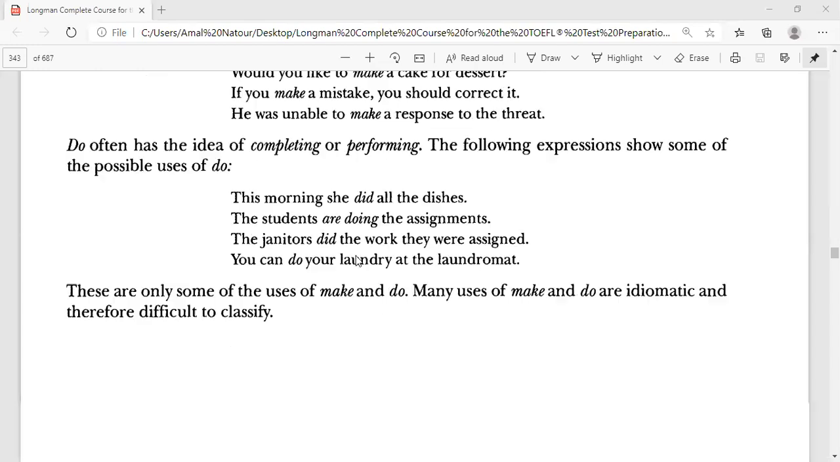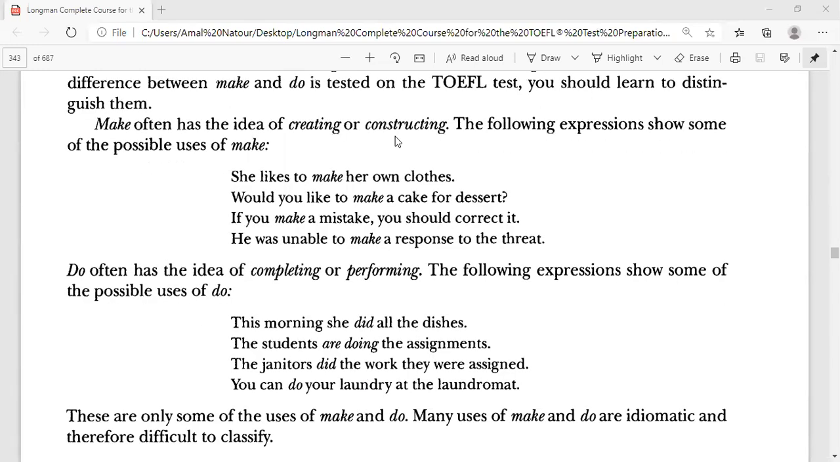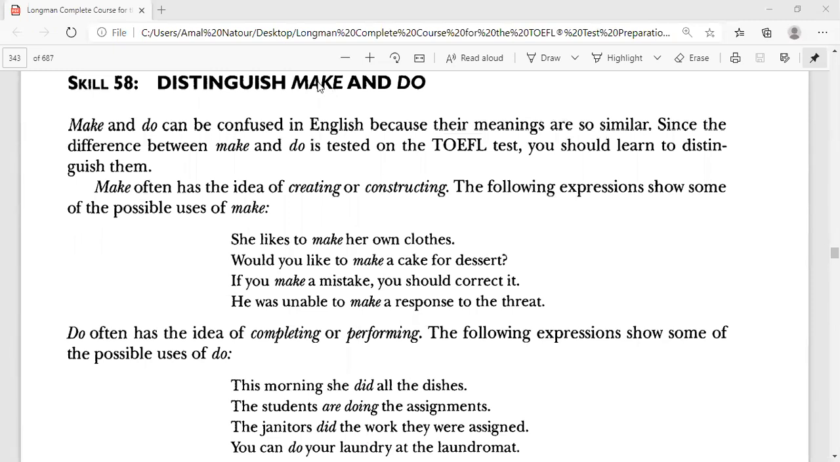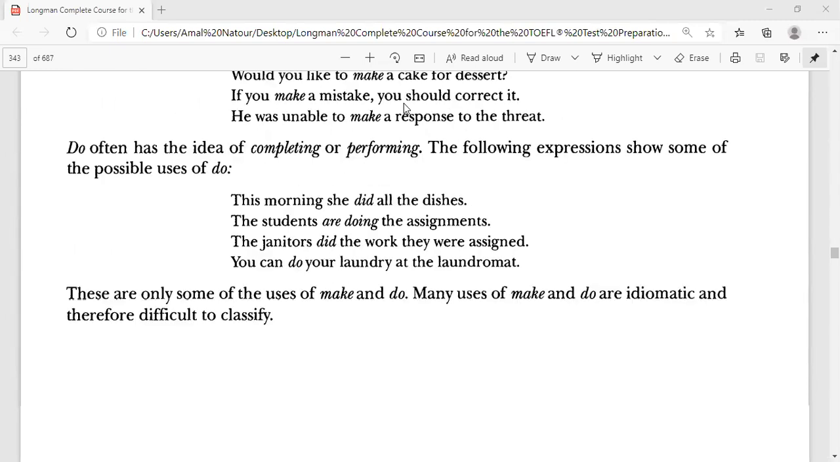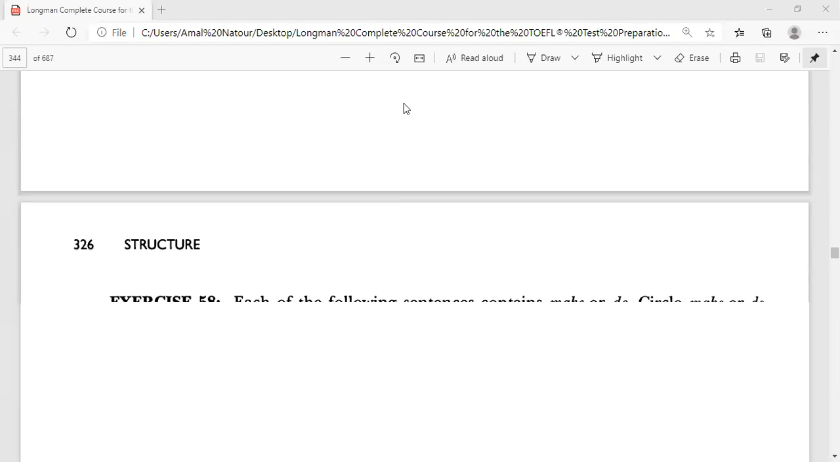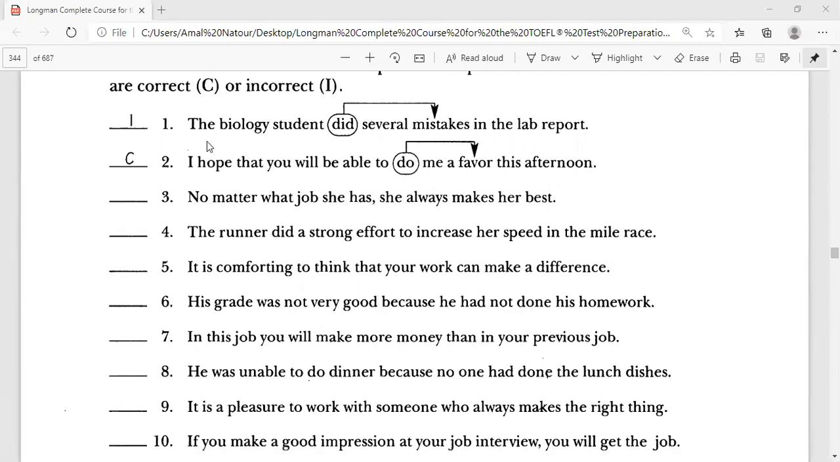So we have to distinguish between the use or the usage of make and do. Their meanings are similar. For that, we are confused when we are using them. But their usage is different. So we have to be alert. If we look at this exercise, let's see if these are correct or incorrect sentences.